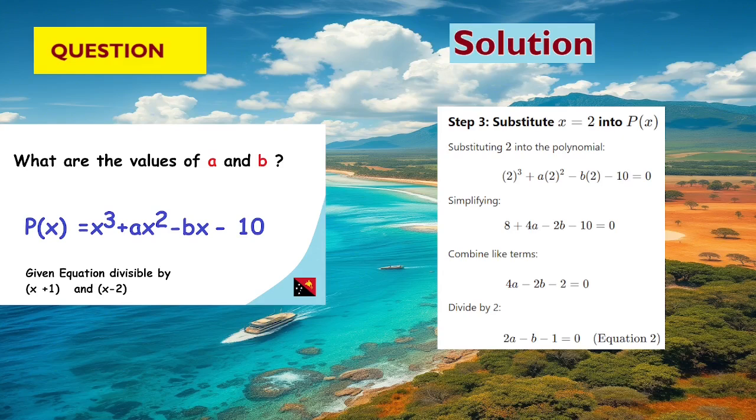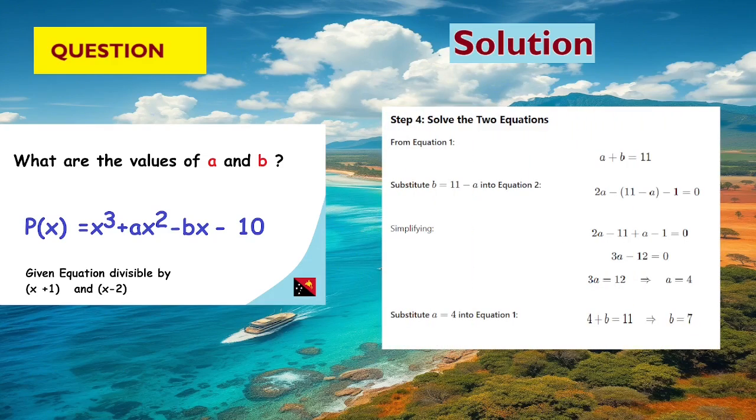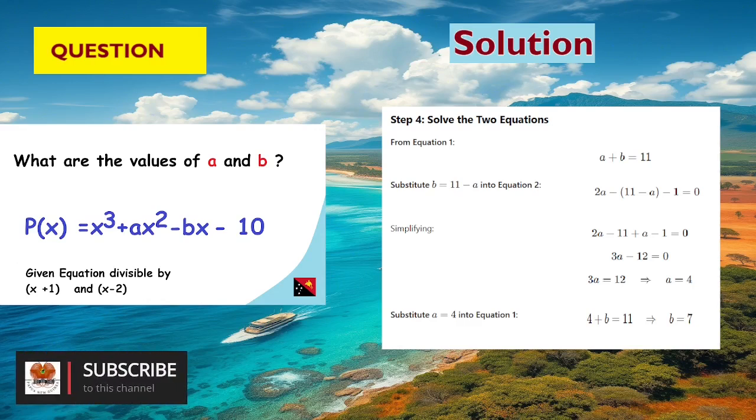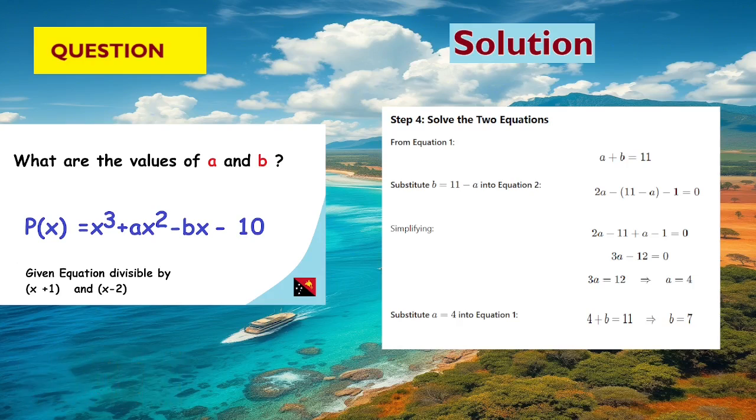Step 4, solve the two equations. From equation 1, a + b equals 11. Substitute b equals 11 minus a into equation 2: 2a - (11 - a) - 1 equals 0. Simplifying, 2a - 11 + a - 1 equals 0. 3a - 12 equals 0. 3a equals 12, so a equals 4.